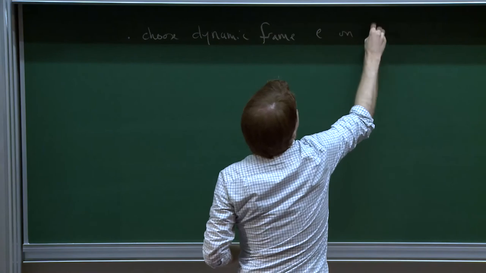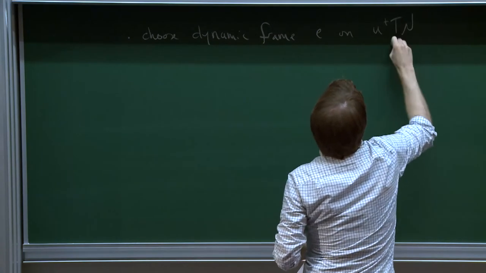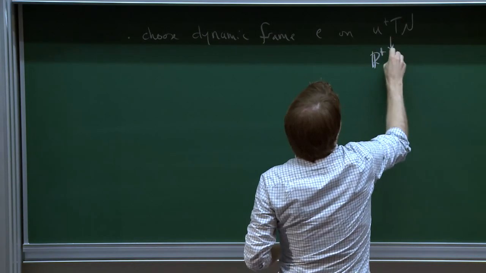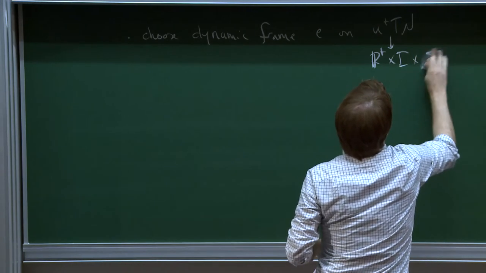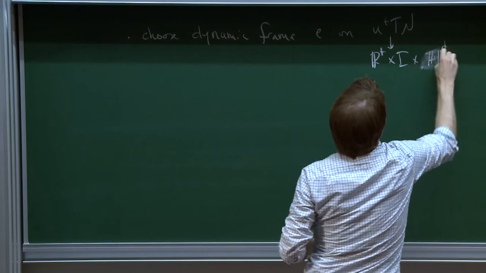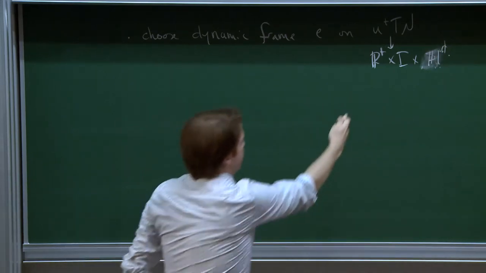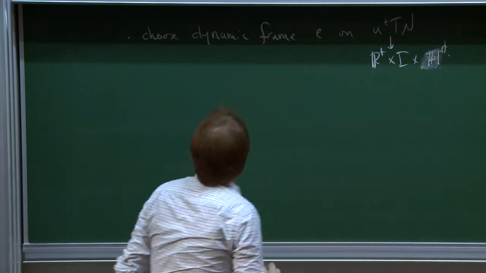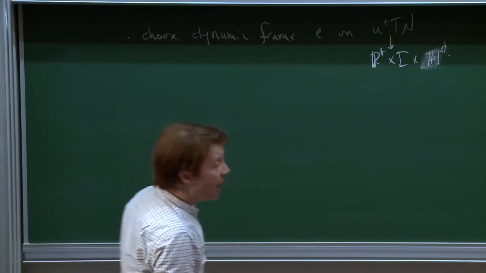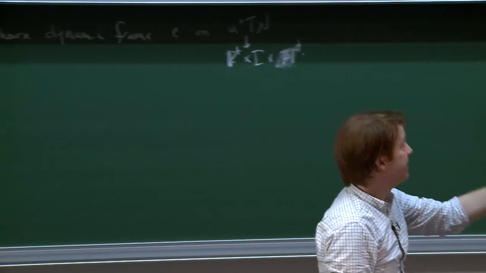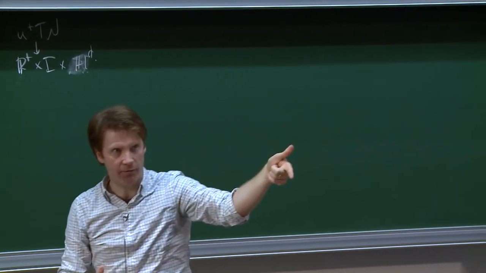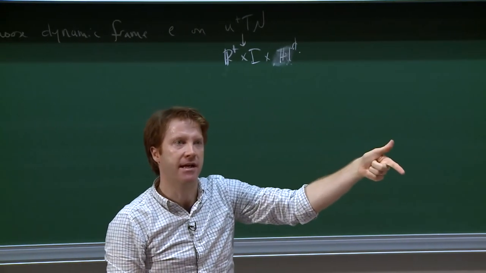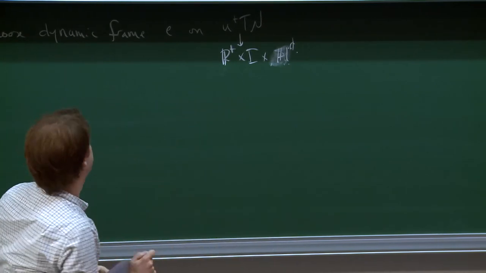And now the next step is to choose a dynamic frame E on U* TN, which sits over the domain where we've introduced a new time variable s. And there's a canonical choice for this frame at s equals infinity. Since we converge to a constant map, we simply choose the same set of orthonormal vectors over each point t and x in the domain at s equals infinity.